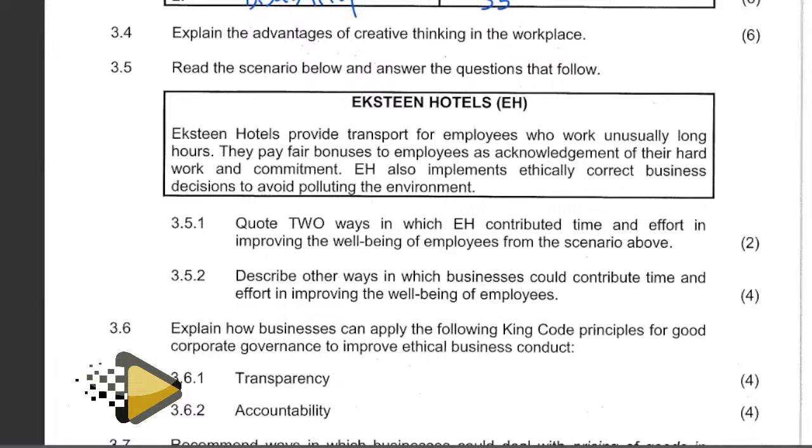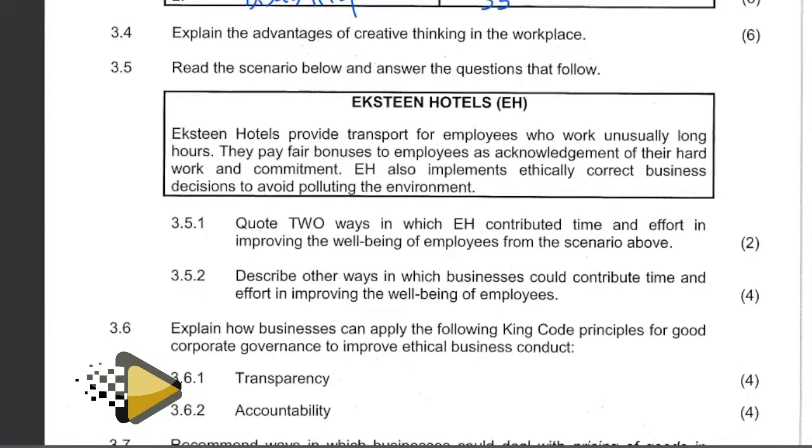Remember, when you talk of creative thinking, here we want you to think outside the box. We don't want you to be conventional. It should always be non-conventional, meaning you should always apply originality. Come up with your own approach. Don't copy other people's approach. Okay, right. So now the question says, explain the advantages of creative thinking in the workplace.